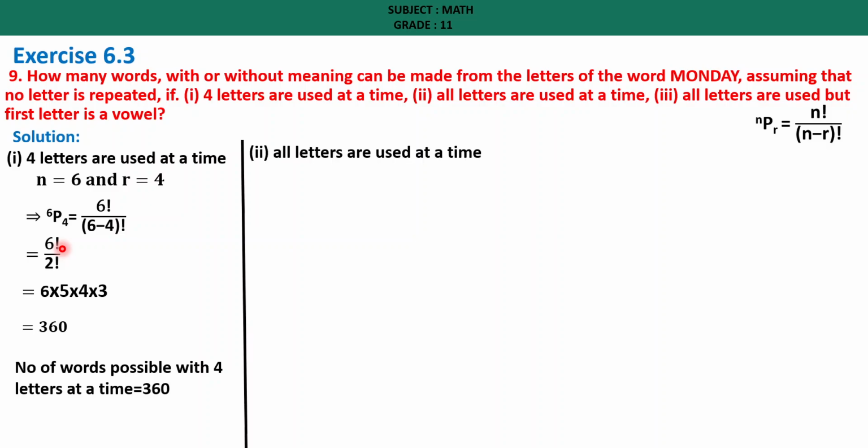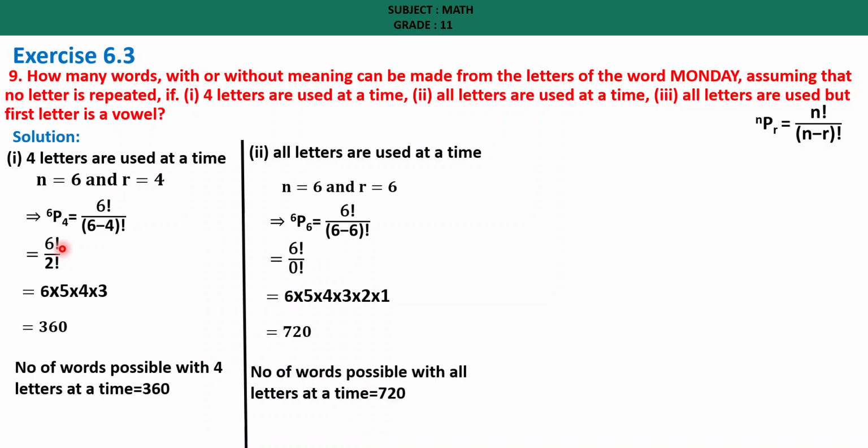Second one, all letters are used at a time. So here, n is equal to 6, r is equal to 6. Therefore, 6P6, that is 6 factorial divided by (6 minus 6) factorial. That is 6 into 5 into 4 into 3 into 2 into 1. That is 720. So the number of words possible with all letters at a time is equal to 720.